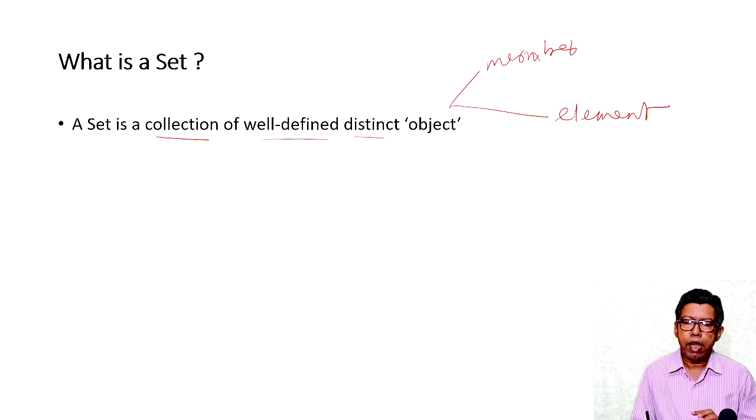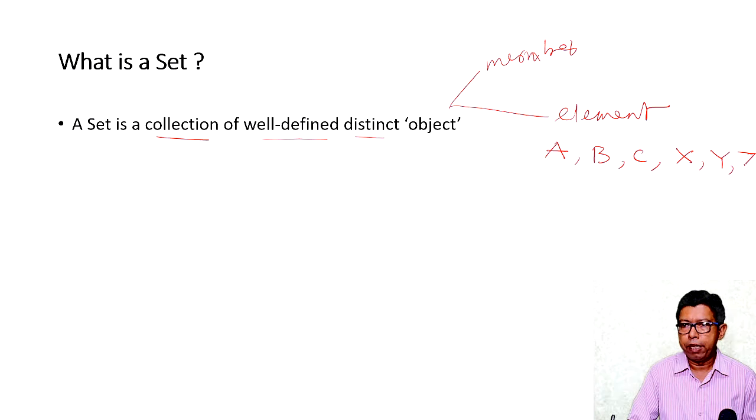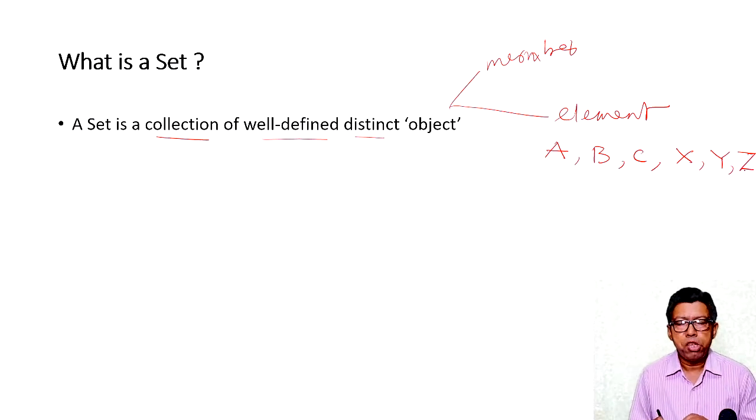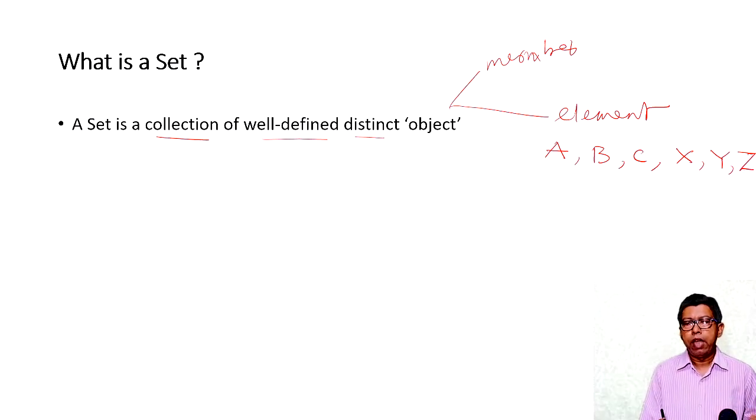And what is well defined? A given collection of objects is said to be well defined if we can definitely say that a particular element is in the given set or not. And a set is always denoted by capital letters, as for example A, B, C, D, or X, Y, Z, whatever you like. A few special characters and special alphabets denote special types of sets.